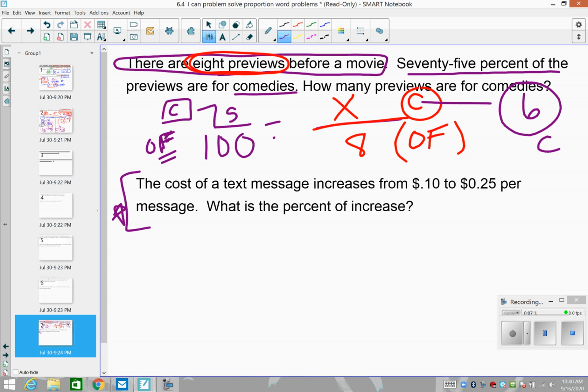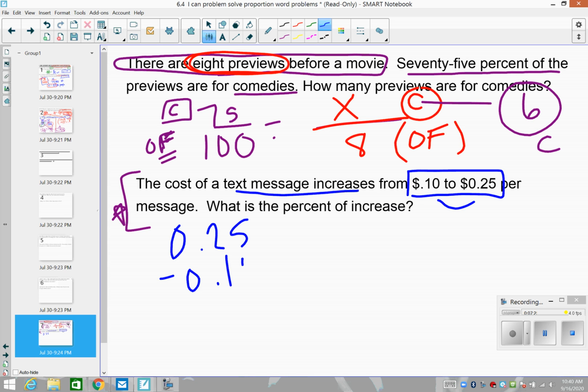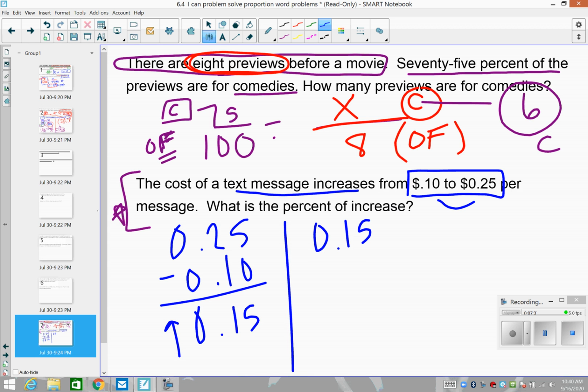All right, you should have unpaused your video. Back in the day, we used to pay for text messages. Most people have unlimited now. Maybe some of you still have to pay. But with text messages, there was a change that occurred. It was at 10 cents and it increased to 25 cents. So that is an increase of 15 cents. So our change is a 15 cent increase in cost per text message. The original price was 10 cents.